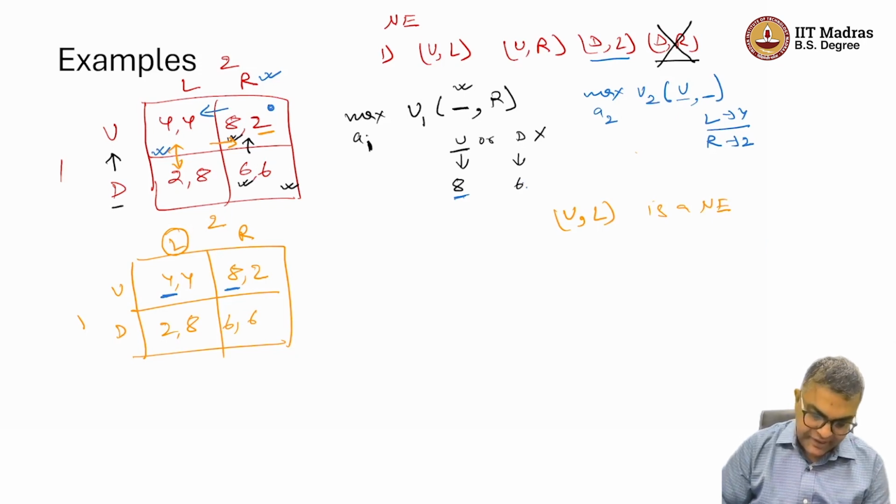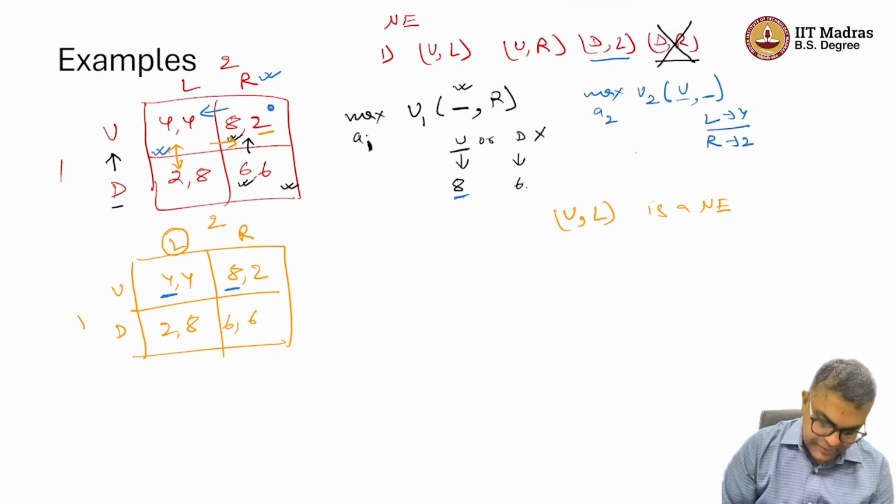But before we complete, let us obtain player 2's best response. If player 2 thinks player 1 is playing U, the best response is L, and if player 2 thinks that player 1 is playing D, the best response is L.